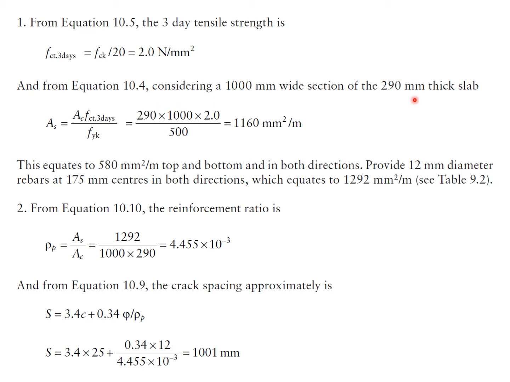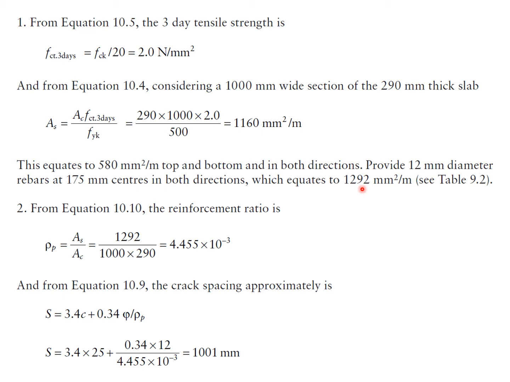Now the concrete is 290 millimeters thick, and if we consider just a 1000 millimeter wide section of slab, so the area is 290 times 1000 times the tensile strength of the concrete, which is 2, divided by 500. So what we need is 1160 millimeters squared per meter, and that can be provided equally top and bottom, and also in both directions. So assuming that we're going to use 12mm diameter rebar, if we use 12mm diameter rebar at 175mm centers, then that will give us 1292 millimeters squared per meter.